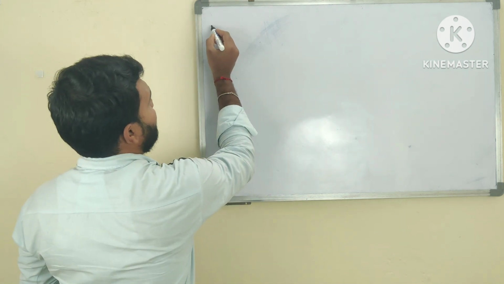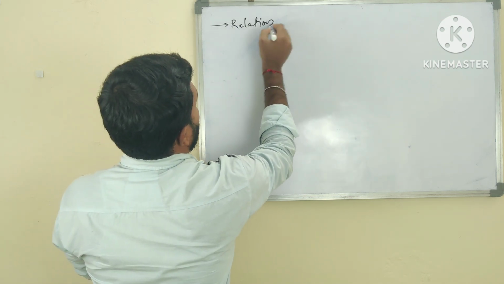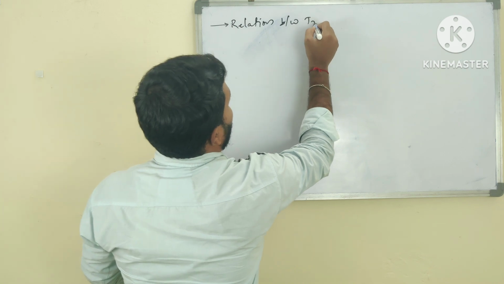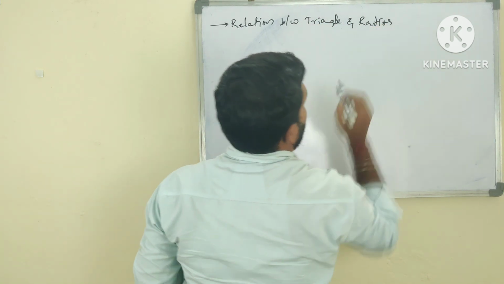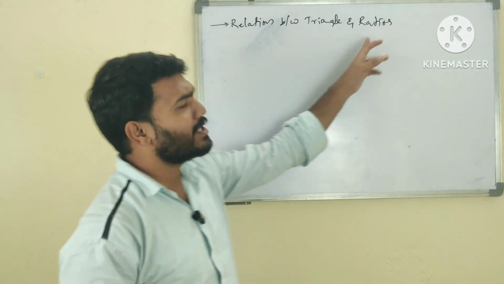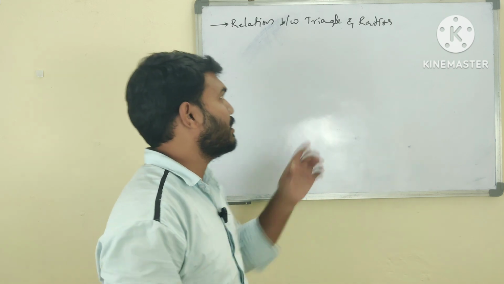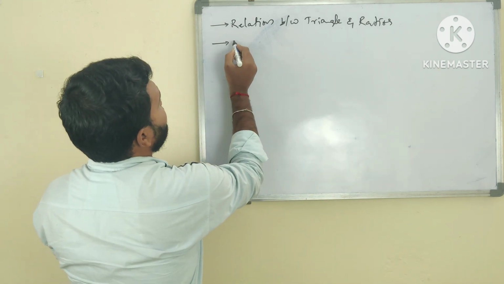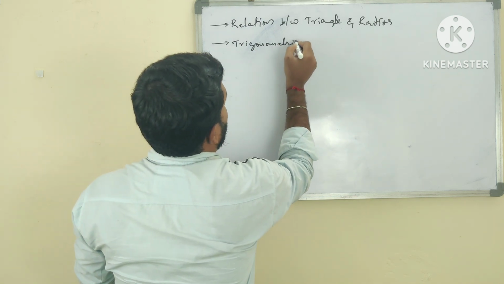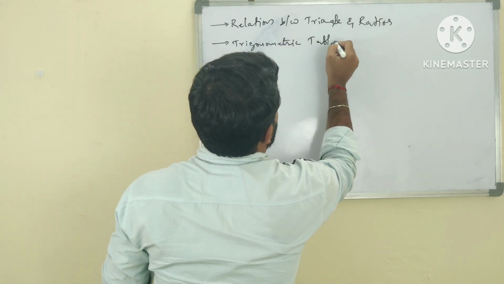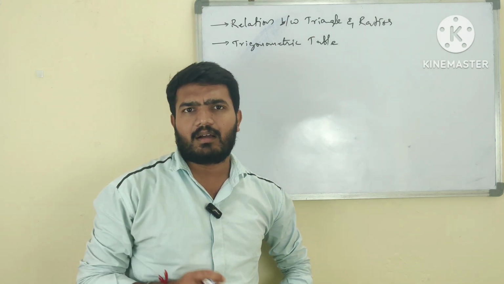The first concept I'm writing here, it is a relation between triangle and ratios. Triangle and ratios. What ratios? Trigonometric ratios. What is that? Sine, cos, tan, cosecant, secant, cot. Right? Trigonometric ratios. The second concept is trigonometric table. Trigonometric table, on which I have already prepared one video.